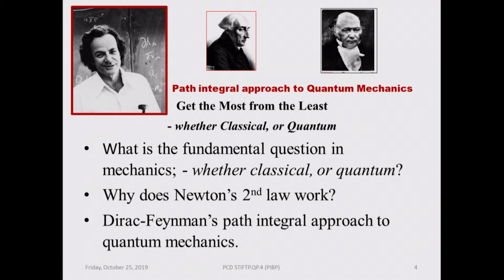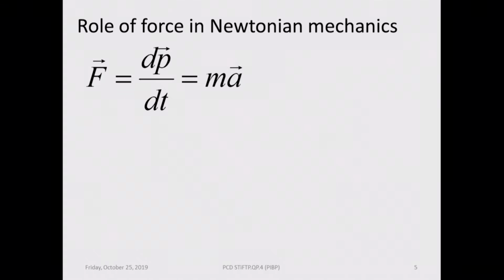So, the Feynman approach, or you can even call it the Dirac-Feynman approach, because it is based on an original idea which was given by Dirac. This provides some sort of an insight into this issue as to why classical mechanics gives you a reasonable approach.